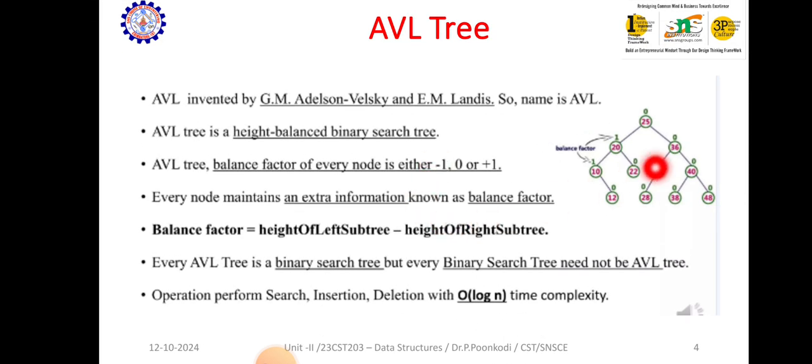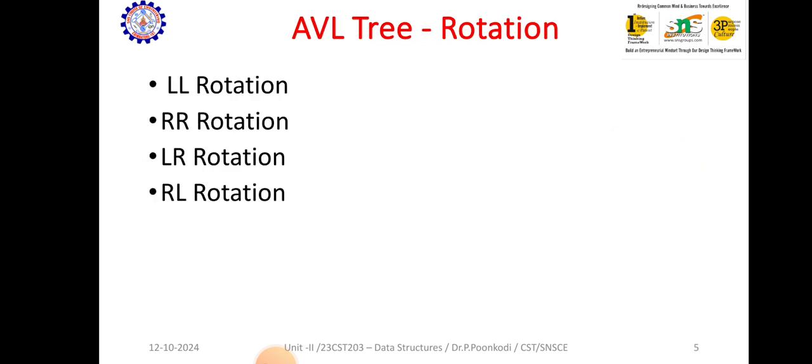Using this formula, it is being calculated. Okay, in the second slide we have seen that the values which we have inserted, 1 to 7, everything is going on the right side. While we are inserting like that, the tree becomes imbalanced.